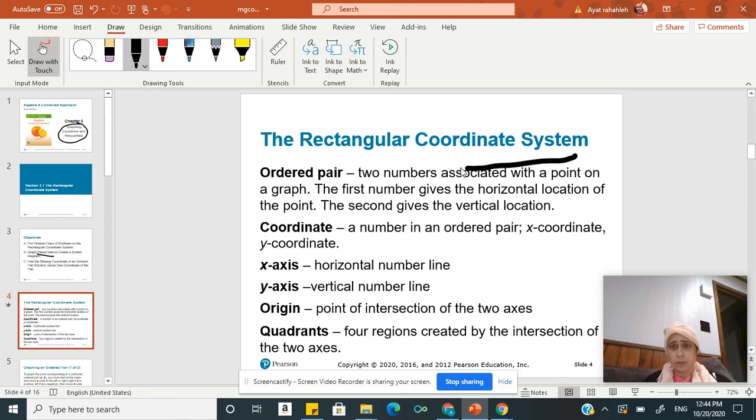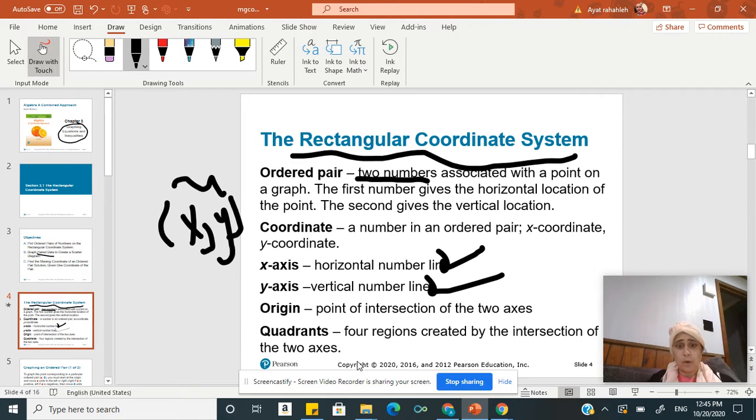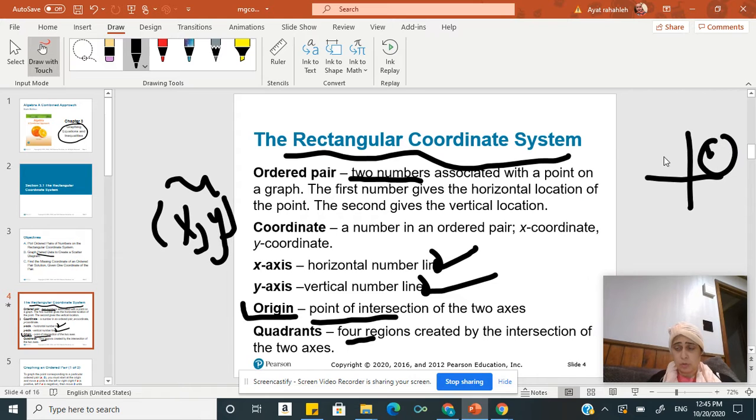So what is the rectangular coordinate system? It is actually an ordered pair, so it's actually two numbers. The coordinates are x and y. So when we're dealing with drawing on a plot, it usually has to have two components. X is the horizontal line number, and y is the vertical one. The origin is the point of intersection of the two axes. Sometimes these are just keywords to know. Quadrants are the 4 regions. So going back to this, this is the axis, and these are quadrants 1, 2, 3, and 4.